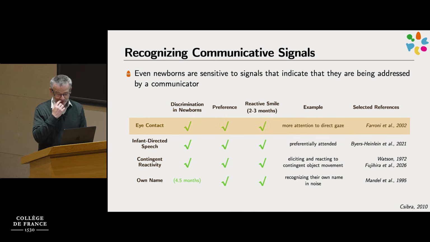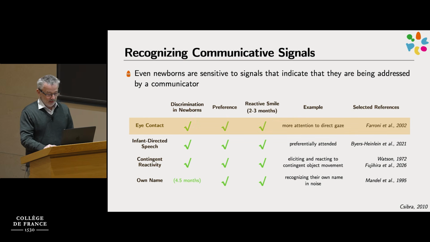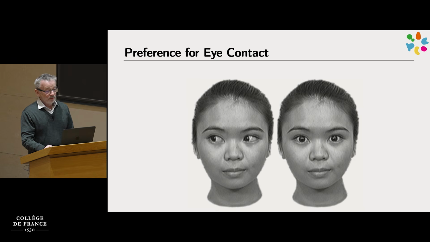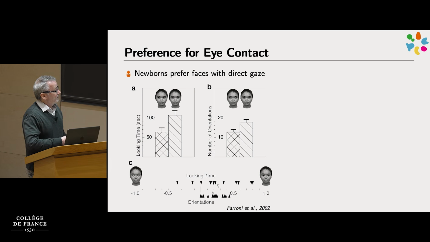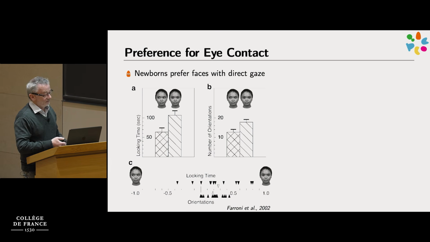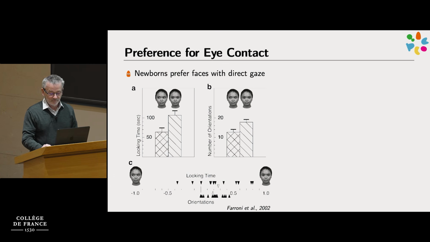Instead, I'm going to show you just one example of this with eye contact. If you show newborn babies these two images, life size, about 30 centimeters from their face, next to each other, then they tend to look longer and more times to the face with direct gaze, and this applies to practically almost all the infants, so it's a very strong effect.